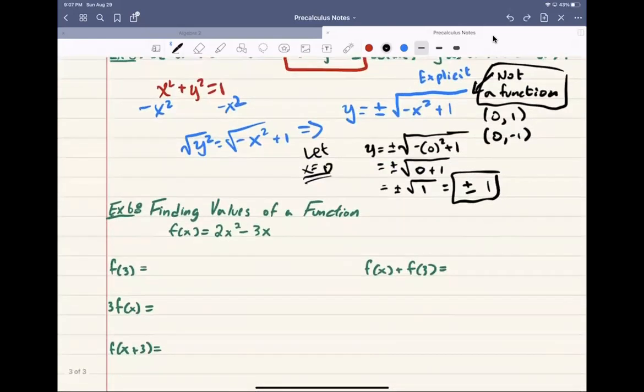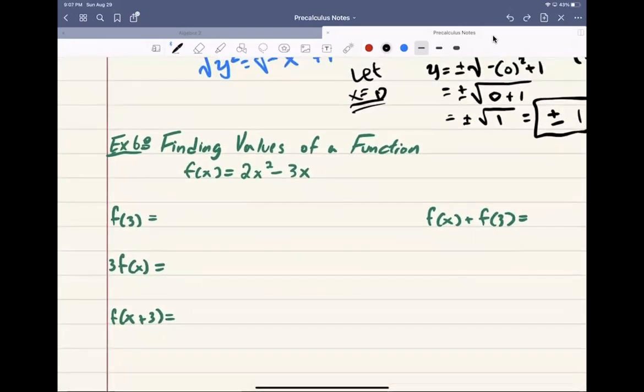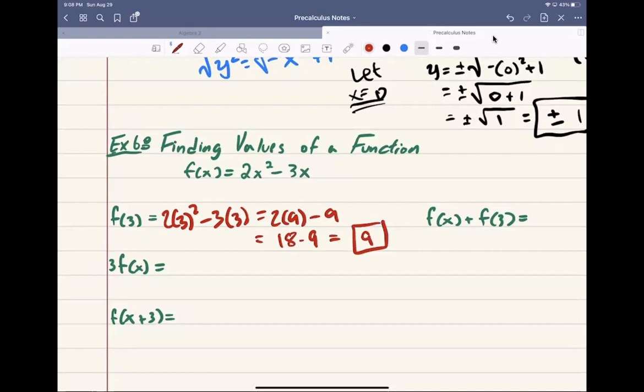Now this is the last example. Now we have to find values of a function. So we're switching gears a little bit, and all we have to do is plug some stuff in. So f of 3. We should just review. f of 3 means you're going to plug in 3 wherever x is. So you're going to write 2 times 3 squared minus 3 times 3. 2 times 3 squared is 9, so it's 2 times 9 minus 9, which is equal to 18 minus 9, which is going to give us 9.